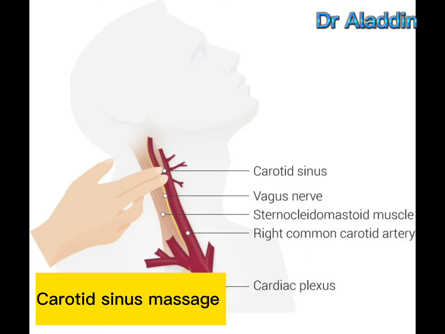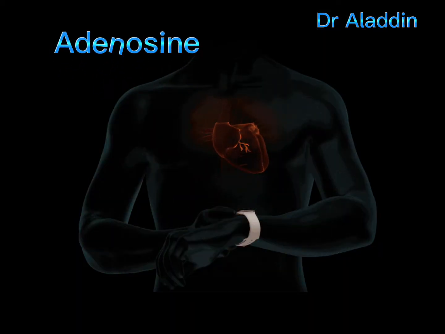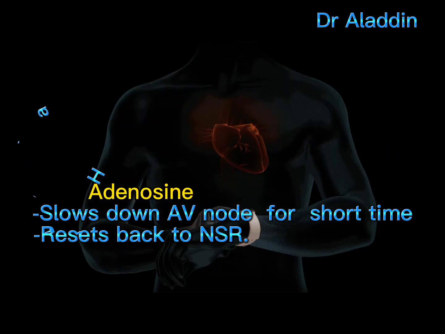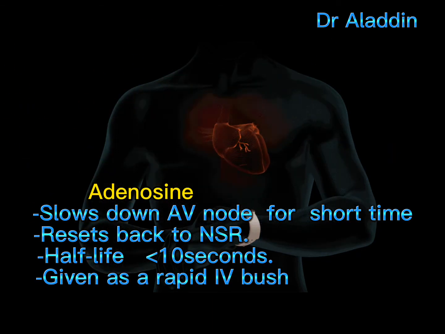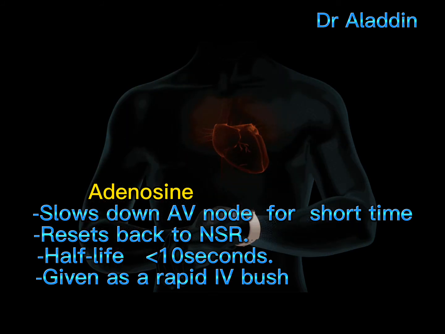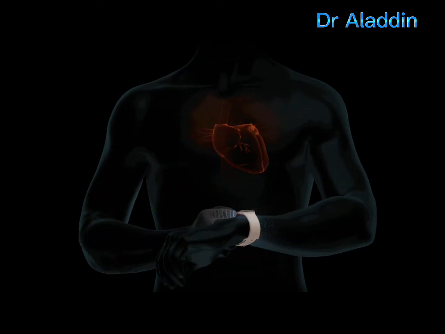We may also perform carotid sinus massage. This is another procedure done if the Valsalva maneuver didn't help. If these procedures don't work, the next step is adenosine. Adenosine slows down or blocks the activity of the atrioventricular node for a short time and resets back to normal sinus rhythm. The half-life of adenosine is less than 10 seconds, and it should be given as a rapid IV push so that it reaches the heart quickly.